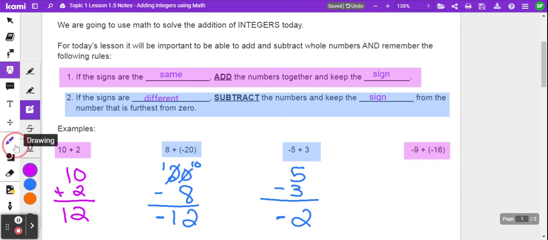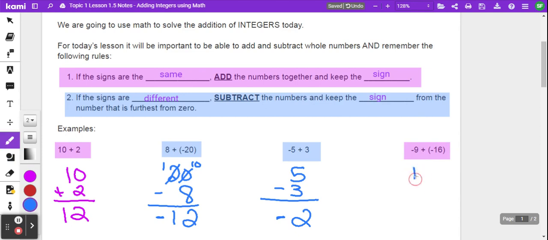So mathematically, I'm going to be adding 16. Let me do that one in purple. Going to do 16 plus 9. Which of course is 25. And since the signs are both negative, I'm going to keep that sign. So my final answer is going to be negative 25.